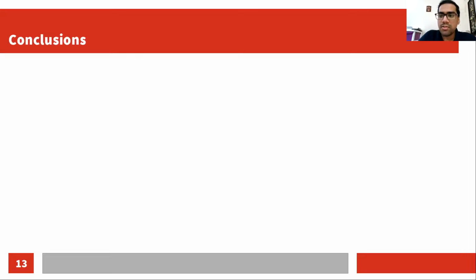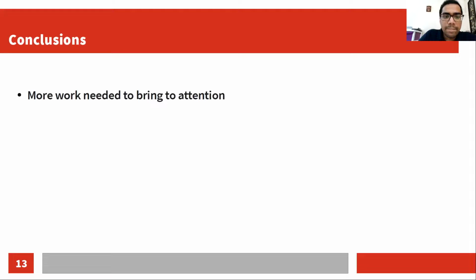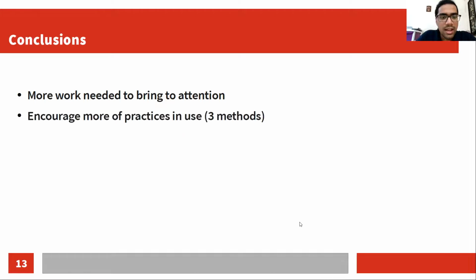And finally, the conclusions of my paper. Yes, out of 80 papers, only 1/3 had talked about reliability, even though it is very important that they should have included it in the software design. And so more work needs to be done to bring this to the attention of all the software designers. And 3 methods is maybe sufficient, but we must encourage more practices in use.